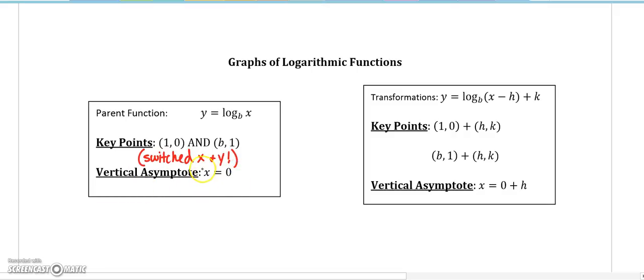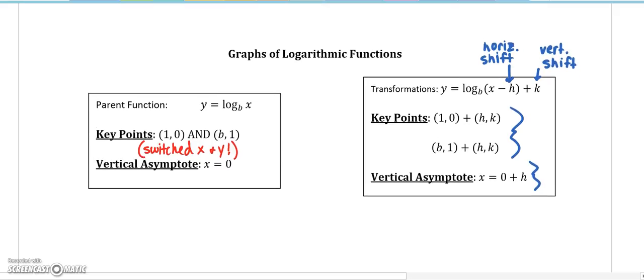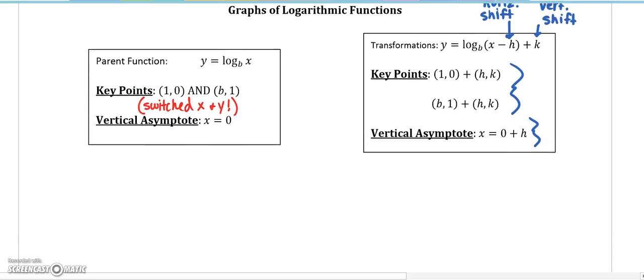Same thing with our asymptote. So before we had a horizontal one, which was y equals 0. Now it's vertical and it's x equals 0, which is the same thing. We just switched x and y. Now if I have transformations, mostly we're just going to focus on our horizontal shift and our vertical shift for these, since they're brand new graphs. If I have transformations, then that will definitely impact my key points and my asymptote. So I know this looks a little complicated, but it's actually going to be really similar to what we did with exponential graphs. So let's try a couple.